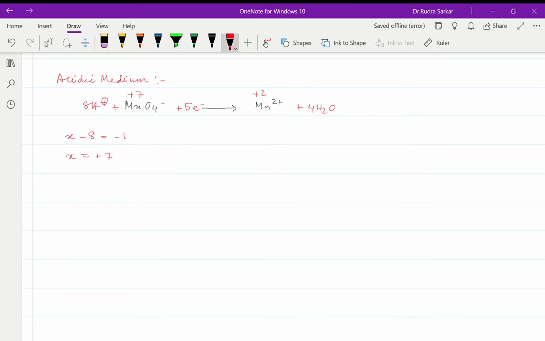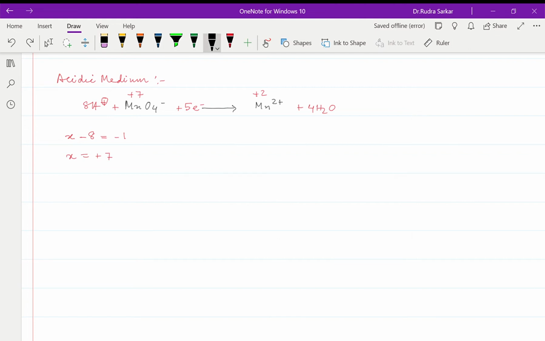Now if you check the total charge on the right and left hand side, it should be balanced. Over here, if we add these two, it is 6 units of negative charge, and this is 8 units of positive charge, which means the charge on the left hand side is plus 2. Water is neutral, and the charge on Mn2 plus is plus 2. So the charge on both sides is balanced, and so this particular equation is also balanced.